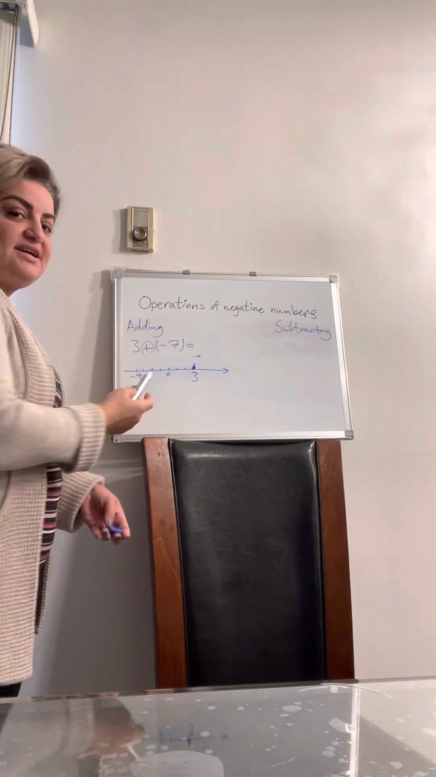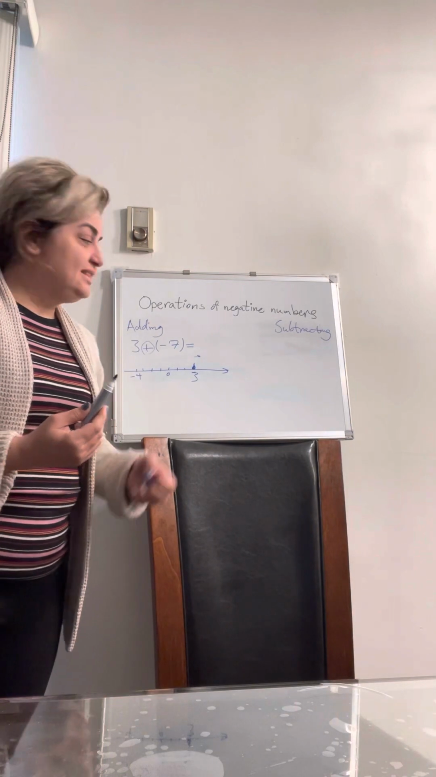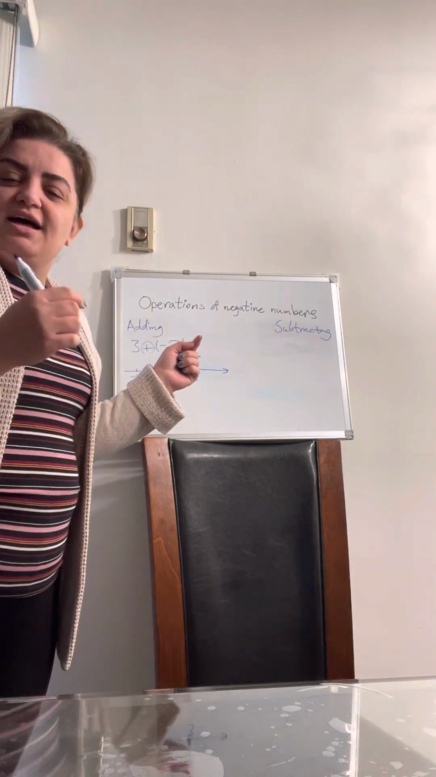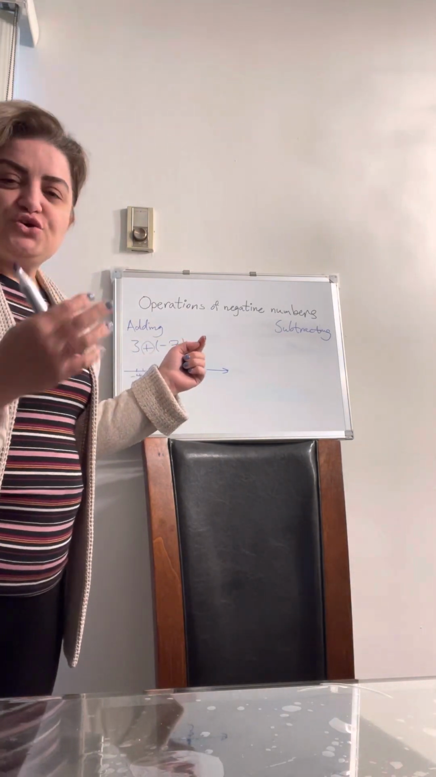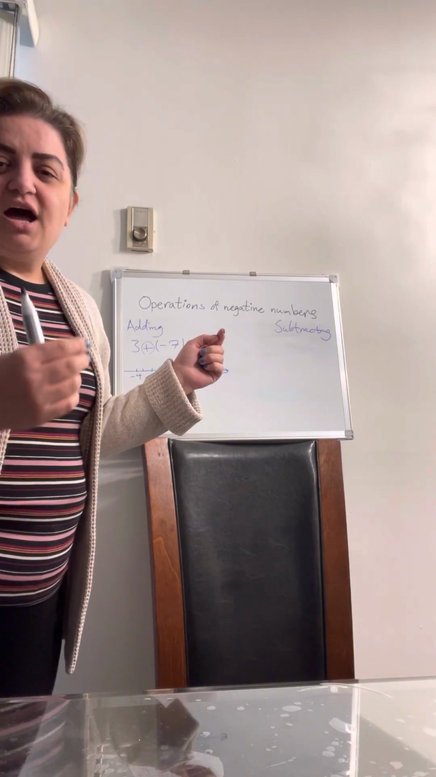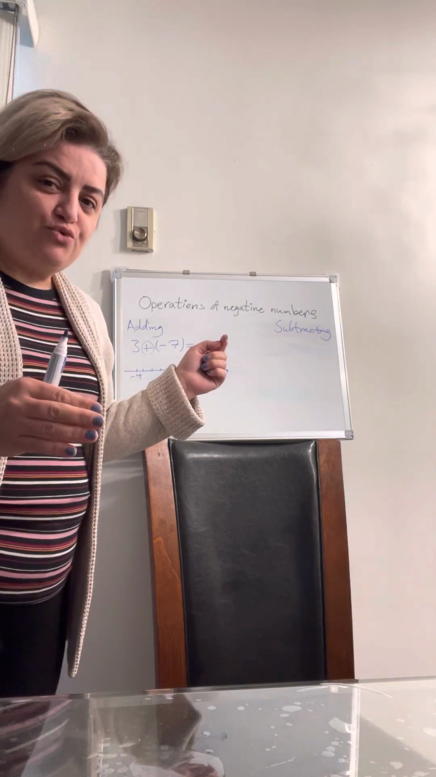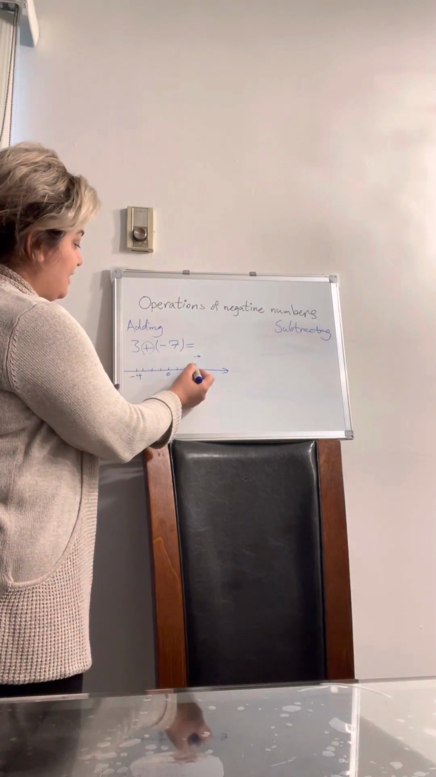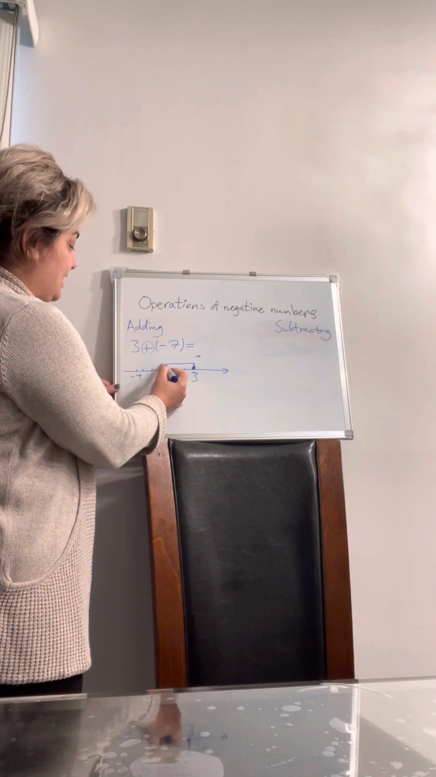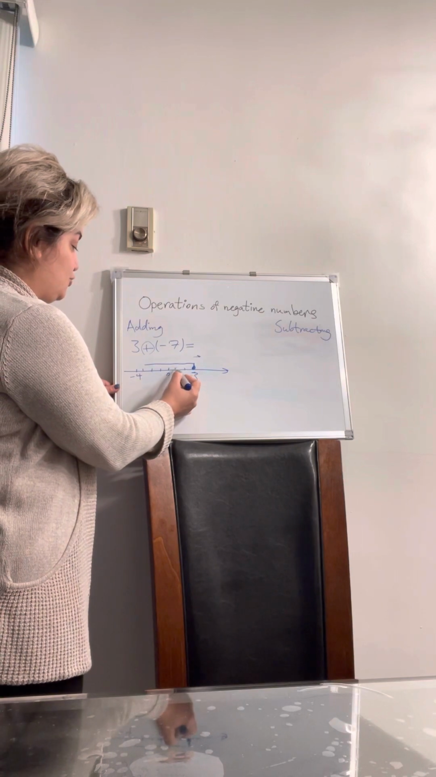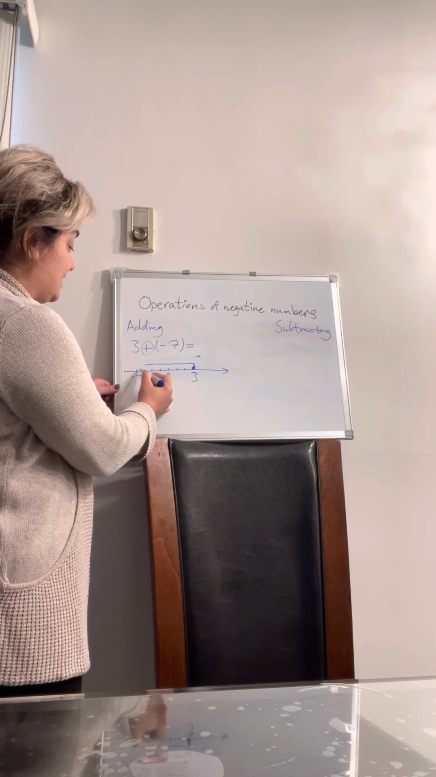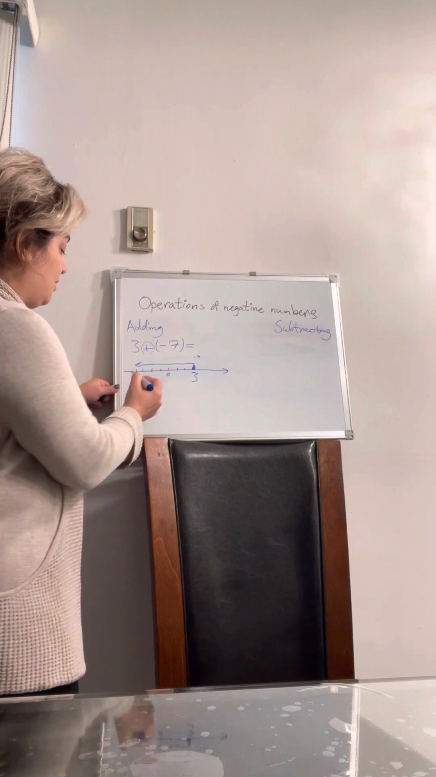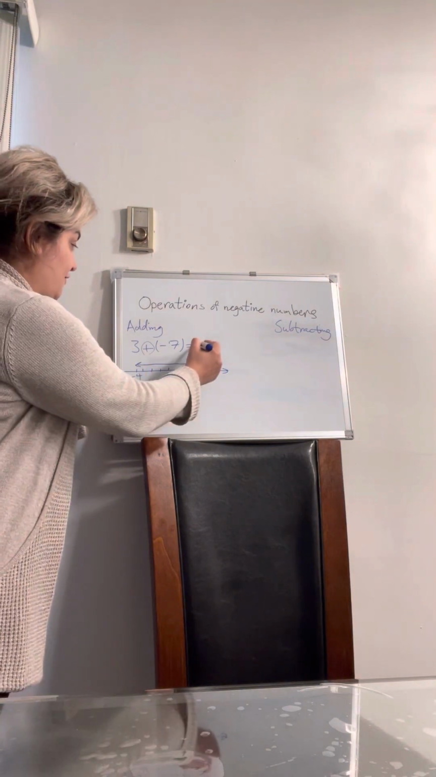But our second number is negative 7. The second number shows us how far we move and in which direction. If it's negative, we should go to the left. 1, 2, 3, 4, 5, 6, 7. Our answer is negative 4.